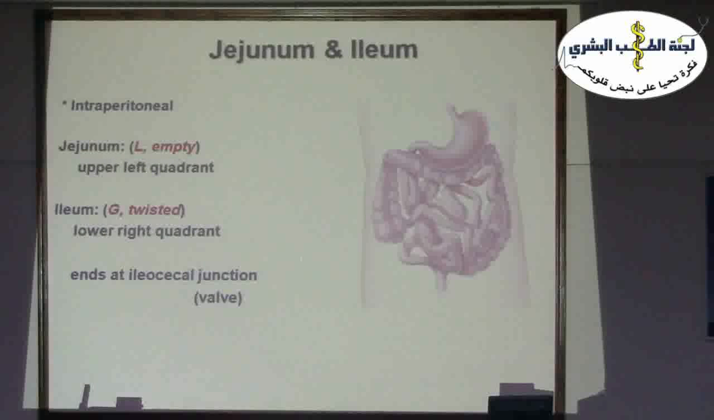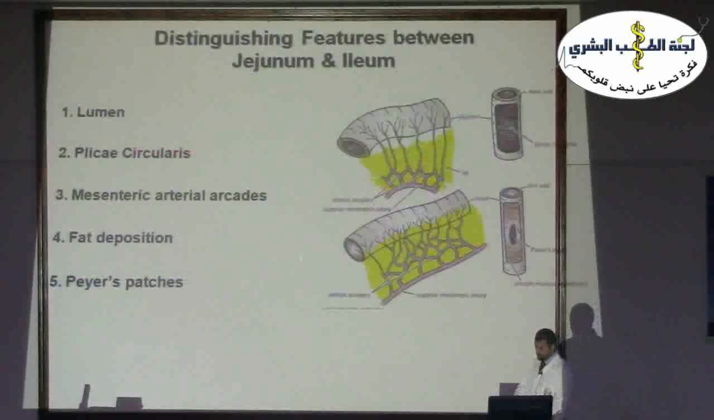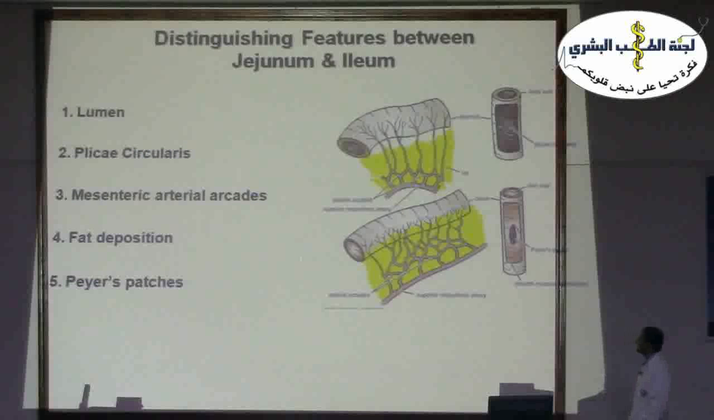Jejunum and ileum, not much to speak about them. We already covered them. I told you, if you divide the abdominal cavity into quadrants, or in an oblique way like this, the upper left is the jejunum, the lower right is the ileum. Now, how to distinguish them in a cadaver or in gross morphology? First, the lumen. If you look at the lumen, it's much wider in the jejunum than in the ileum. Okay, so the lumen of jejunum is wider. That makes sense. As the intestine moves down, it will become more narrow.